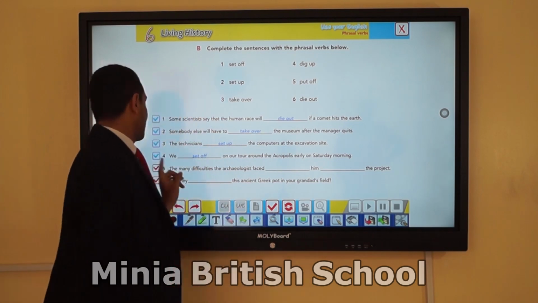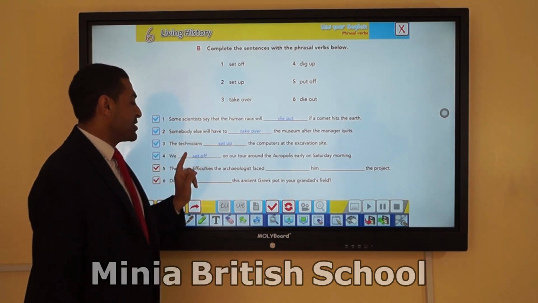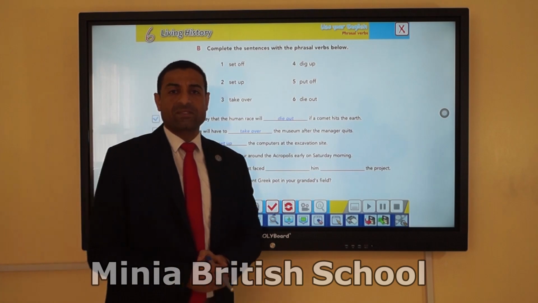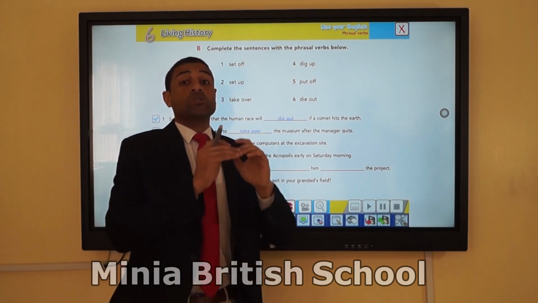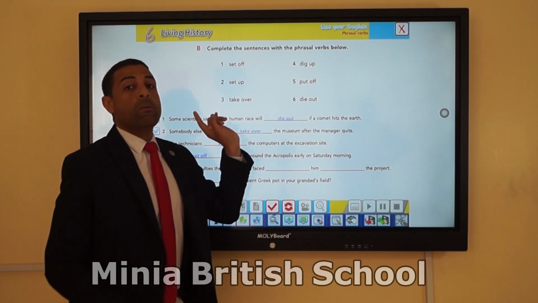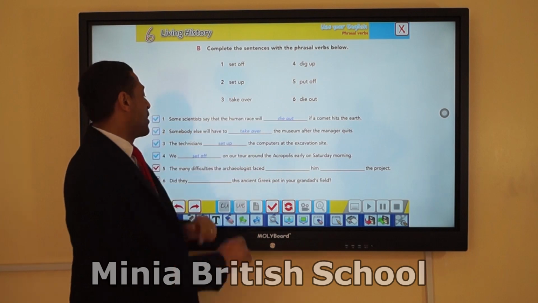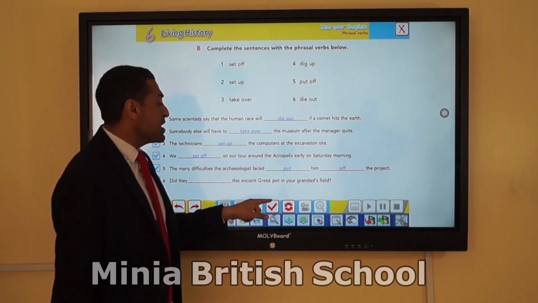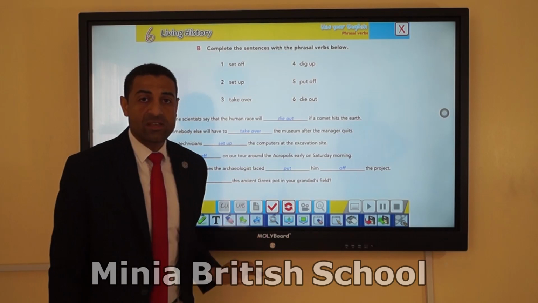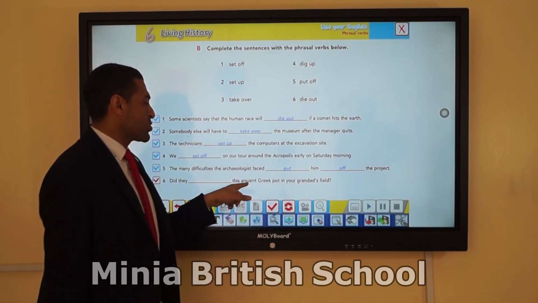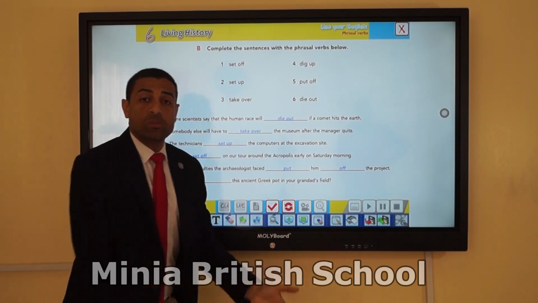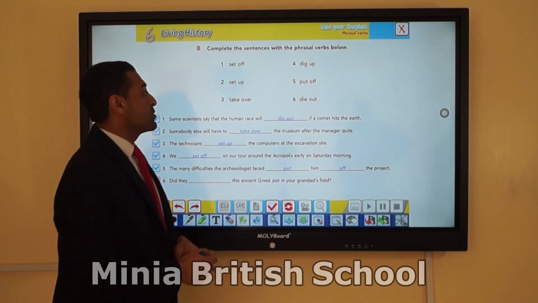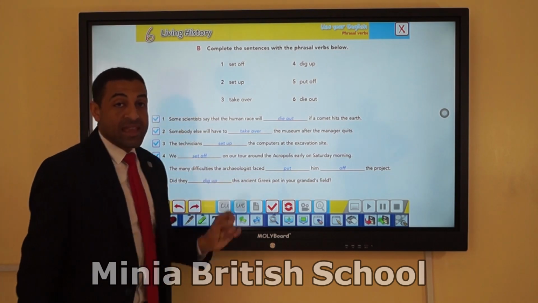Number five, the many difficulties that archaeologists face put him off the project. Oh, he has many difficulties. He became disappointed. He was discouraged. So the difficulties put him off. Then they dug up this ancient Greek pot in your granddad's field. So here, your granddad's field, and this ancient Greek pot. We need to remove it from the ground. It was buried in the ground, so we need to get it out. So here, we need to dig up.